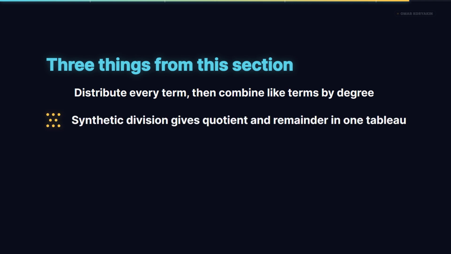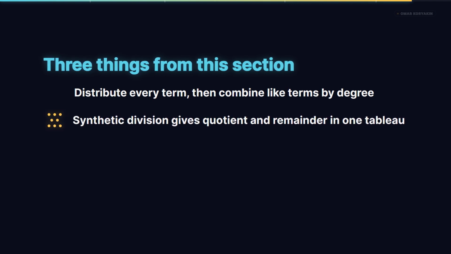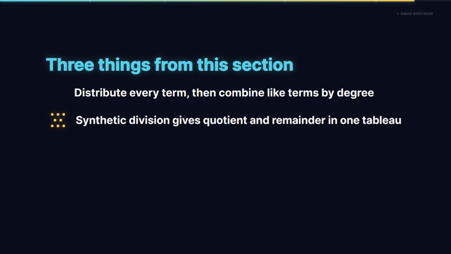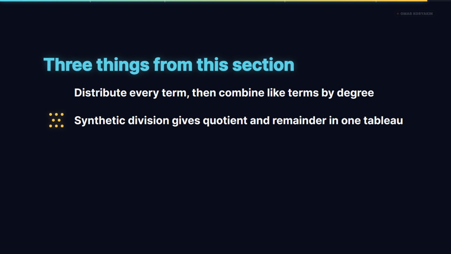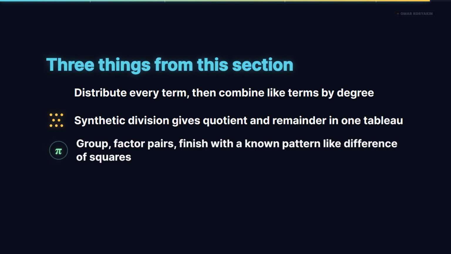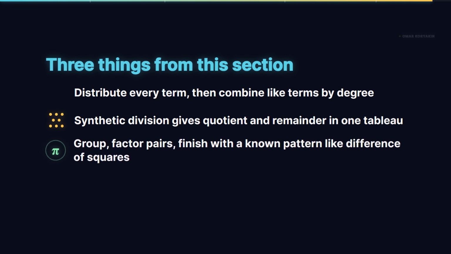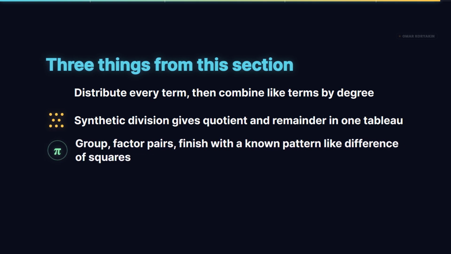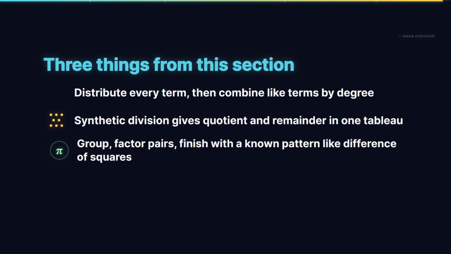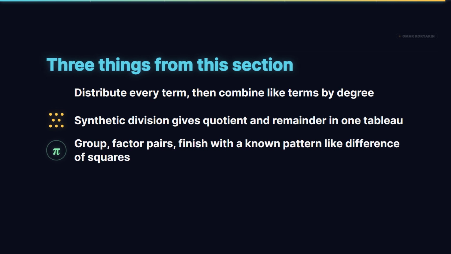Synthetic division compresses polynomial long division to one row of arithmetic when the divisor is x minus c. Read the bottom row to recover both the quotient coefficients and the remainder in a single pass. The remainder theorem then double checks the answer. Factoring by grouping turns a 4-term polynomial into the product of two binomials when the pairs share a common binomial after pulling out their own GCF. Once the cubic is factored, finishing patterns like difference of squares deliver the last roots.